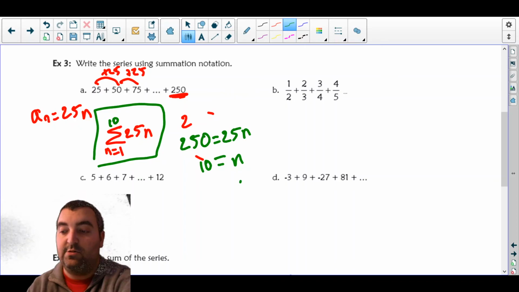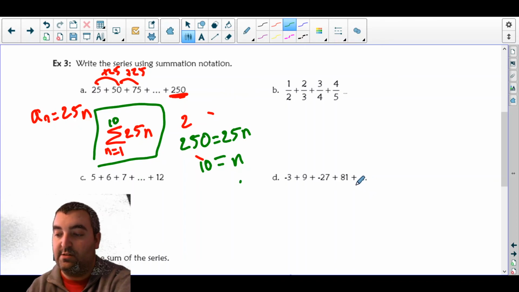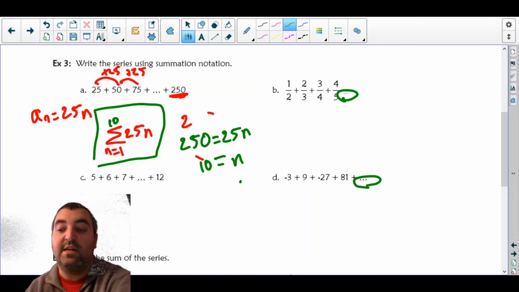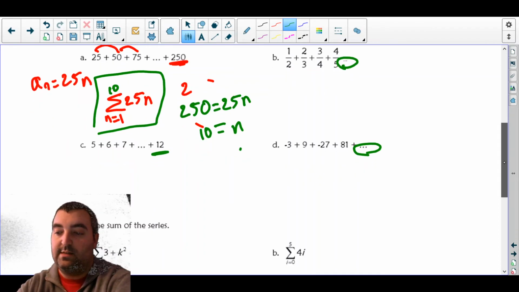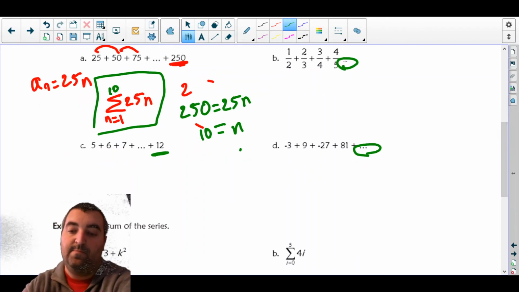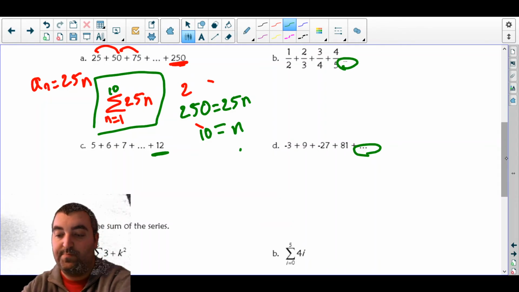So I want you guys to try these ones. Just pay attention if the dot dot dot is at the very end. It's an infinite series, so you have infinity on the top. You just have to figure out what the rule is. If there's a final number, you're going to do exactly what we did just there. Alright, so like I said, take a second, pause the video, and work through those.